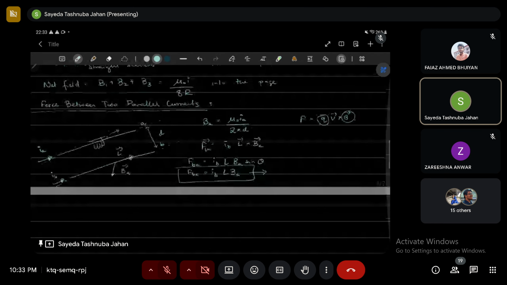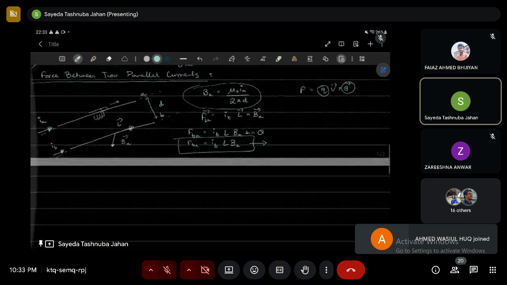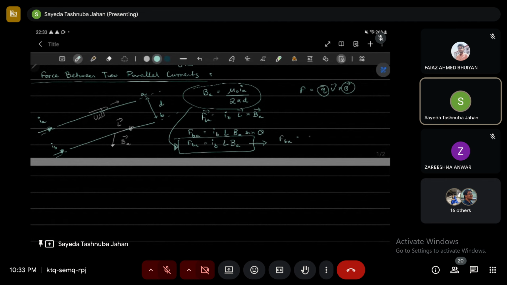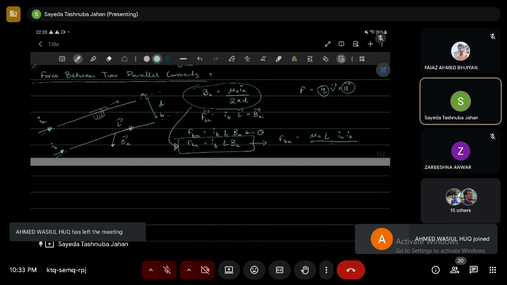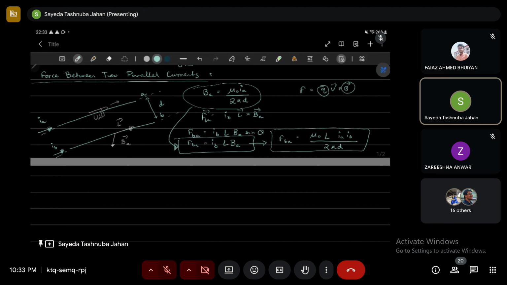But now remember that I already have an expression for BA, which is here. So I can plug it into this expression. And what I will get finally is the following, where I can write this as mu naught L IA IB divided by 2 pi D. Again, this is the force that will be exerted on B due to A.